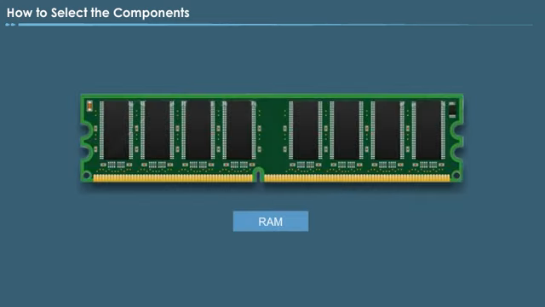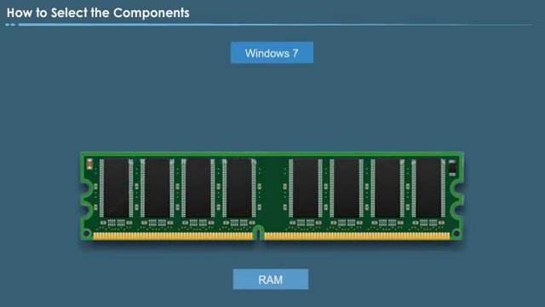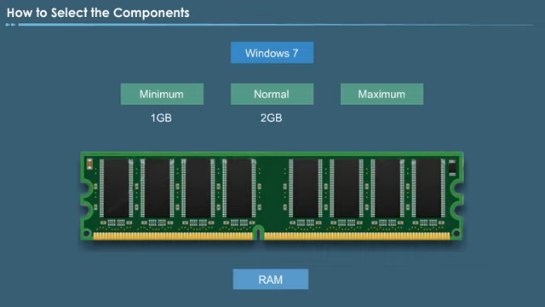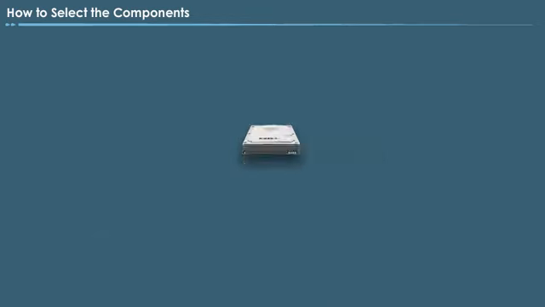Step 2. Select RAM. This must match your motherboard's clock speed. A Windows 7 system should have at least 1 GB of RAM and 2 GB is normally preferred. 4 to 8 GB is the typical limit of RAM such that a motherboard can address.